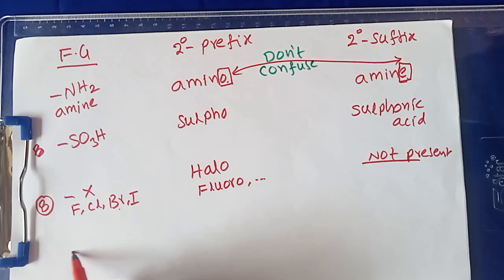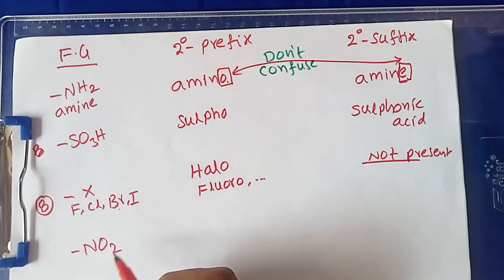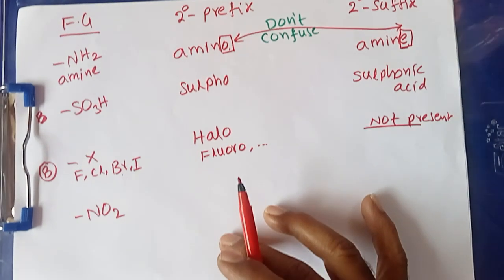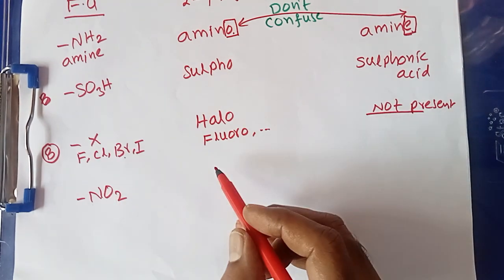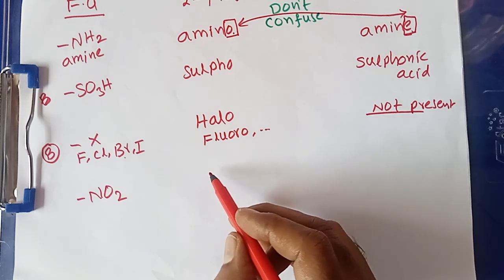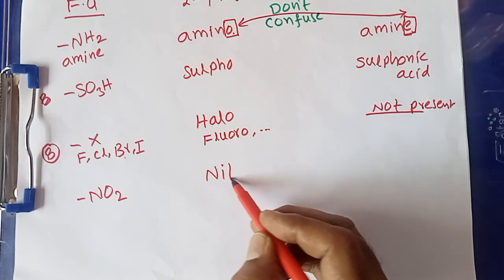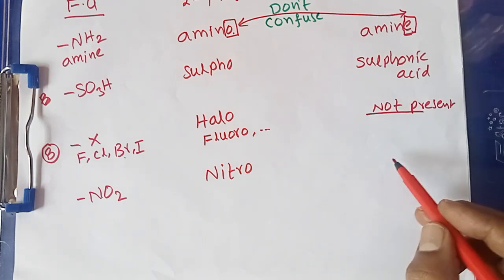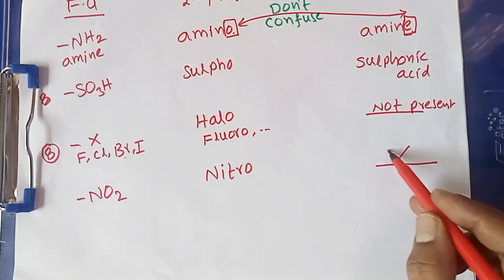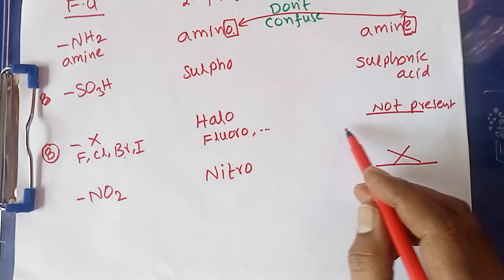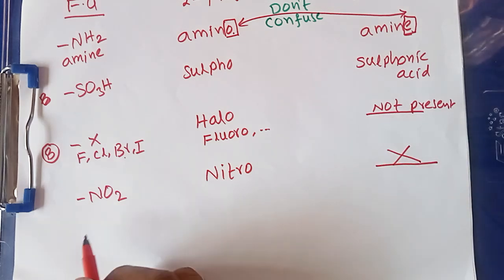Next, NO2. This is also a functional group. NO2 is a functional group. But what is the secondary prefix? It is nitro. Then here also the secondary suffix is not present.